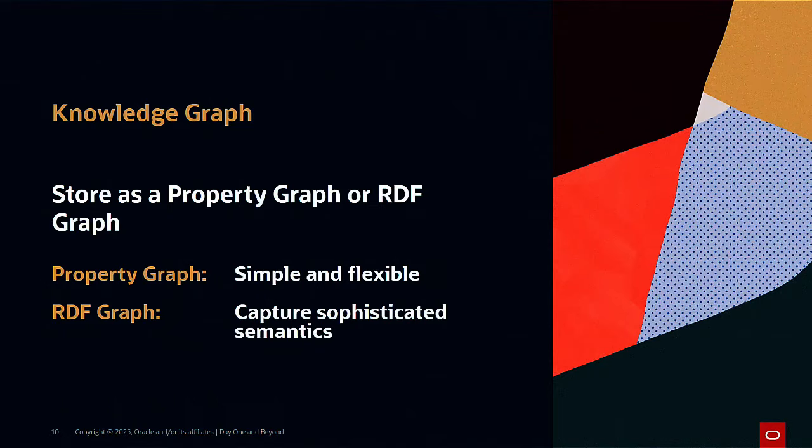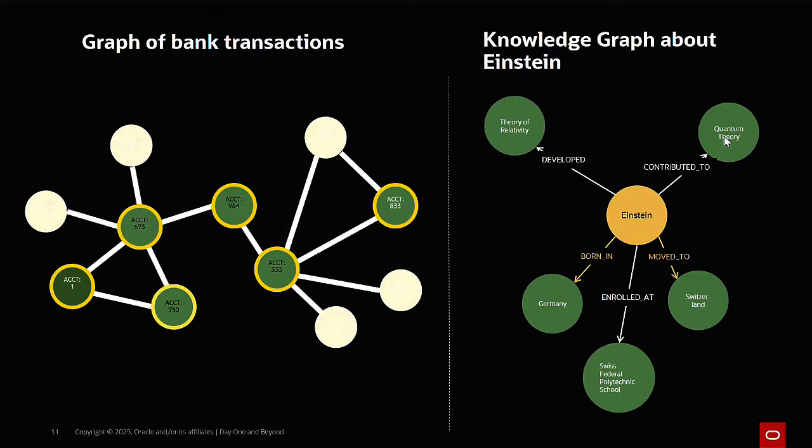So once again, looking at graph versus knowledge graphs, on the left, we have these bank transactions. And on the right, we have a knowledge graph example, where here you have Einstein, and Rahul is going to be using this in his demo. From his Wikipedia page, we can see that Einstein contributed to quantum theory. He developed the theory of relativity. He was born in Germany. So you can see how this graph is different from a bank graph.